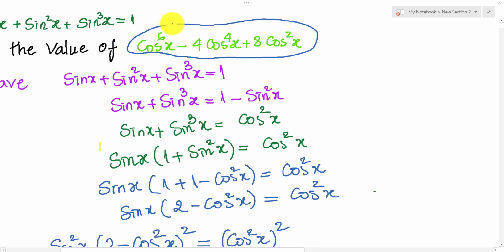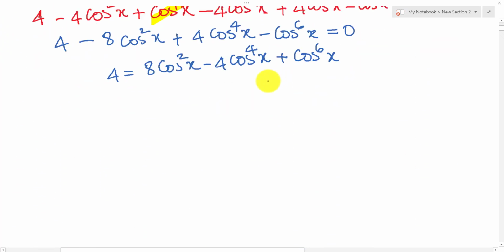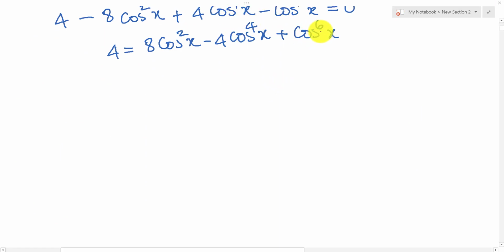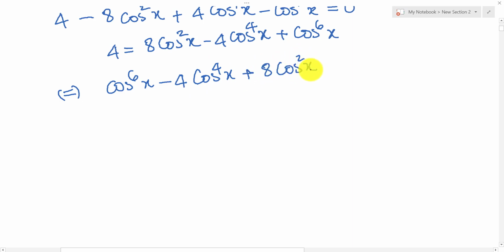So that I can write cosine power 6 of x in front of us. So we get cosine power 6 of x minus 4 cosine power 4 of x plus 8 cosine square of x equals 4. That is our solution.